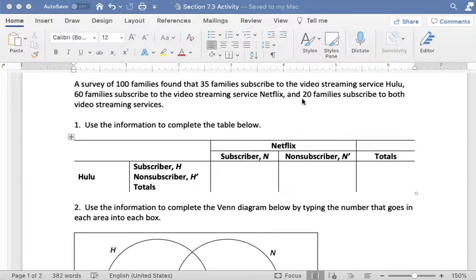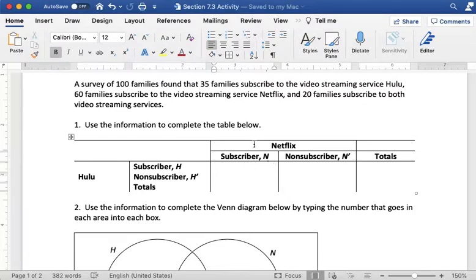So starting with 20 families subscribe to both services, that's going to go in this box right here. 20 subscribe to Netflix and Hulu. Now I know that 60 families subscribe to Netflix. That doesn't mean that 60 families subscribe to Netflix and not Hulu. That means a total of 60 families subscribe to Netflix. So that number is going to go in this box right here. It's the total number of subscribers to Netflix.